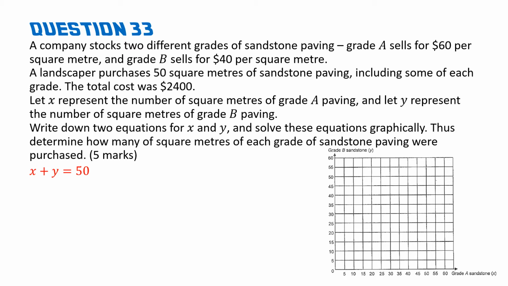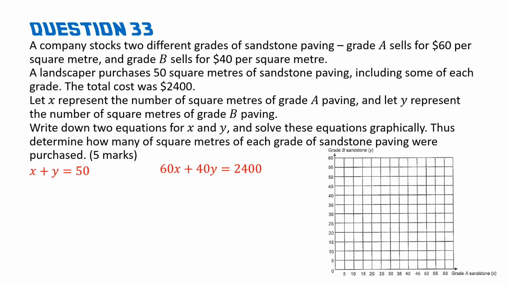The other piece of information we've got is that we are paying $60 for every X and we're paying $40 for every Y. And that total cost is going to be $2,400. Right, so $60 times the number of X plus $40 times the number of Y is going to equal $2,400. So those are our two equations that we want to now graph.